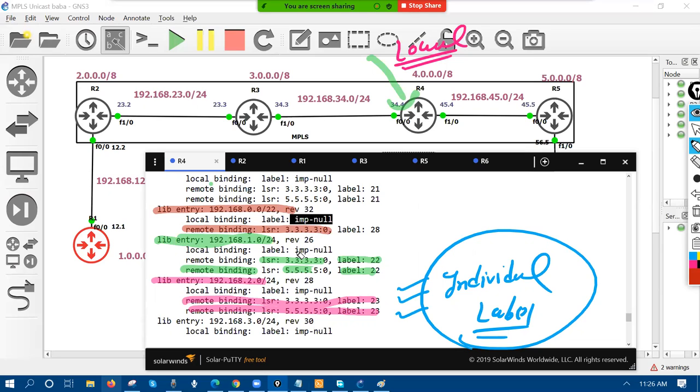Because you are applying the summarization on F0/0. Exactly right. I'm applying the summarization on this particular interface, right? So only from this interface is router 4 going to advertise the route, not from this interface, right? Now, what happened after that?